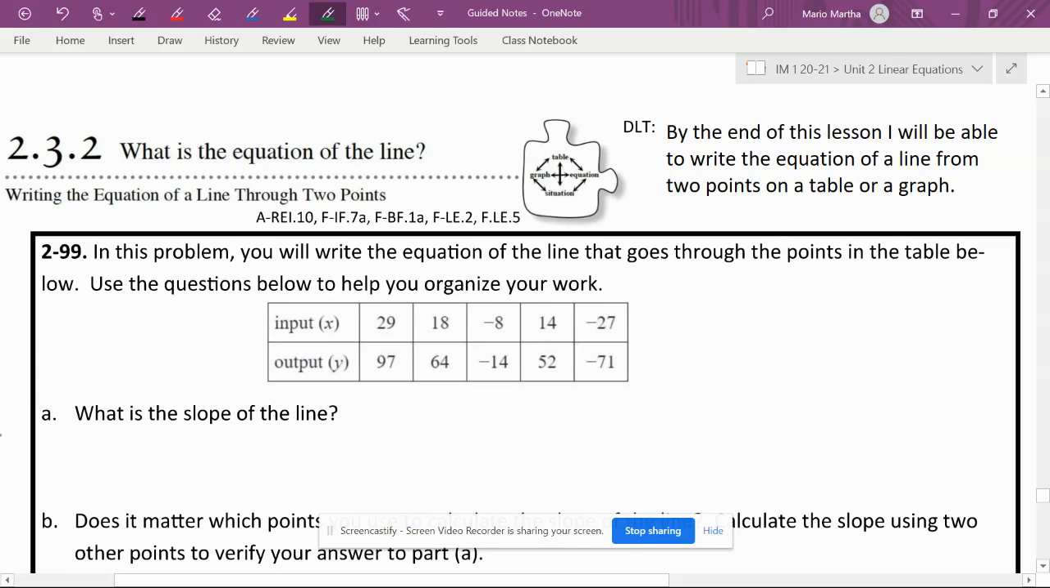Today's topic 2.3.2. What is the equation of a line? The learning target for today is, by the end of this lesson, I will be able to write the equation of a line from 2 points on a table or graph. So again, in the previous lesson, you learned how to find the equation of a line given a point and the slope. Here we're going to be talking about how we get those things from just 2 points.